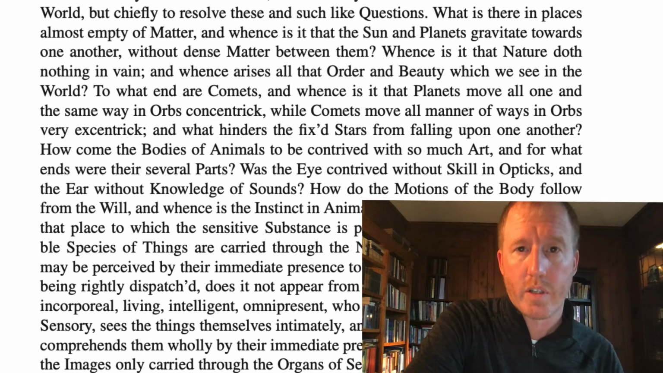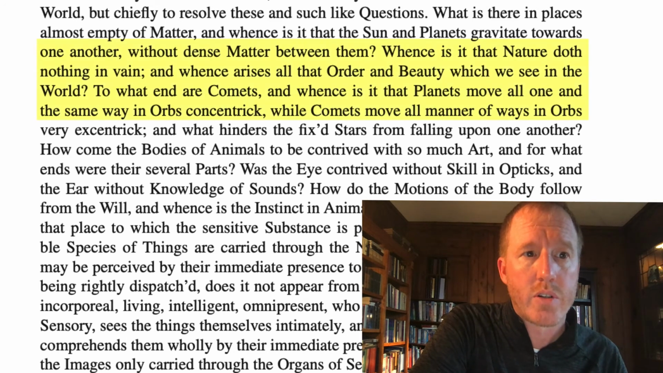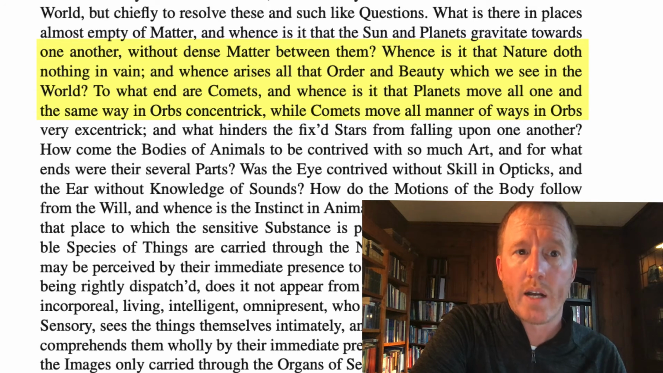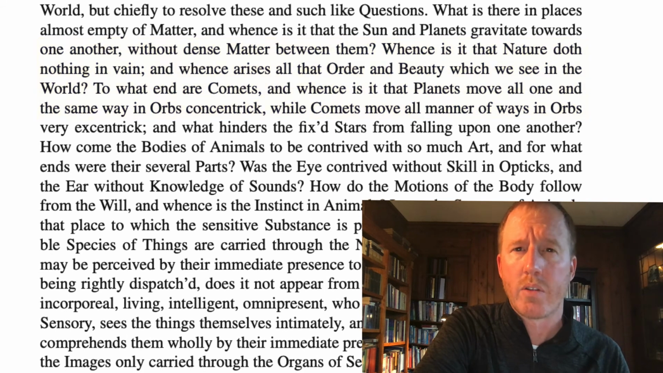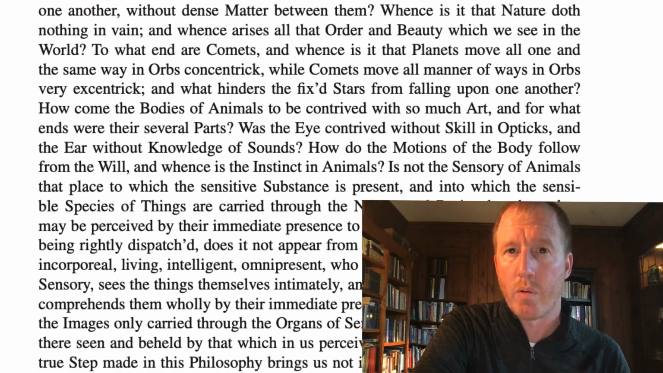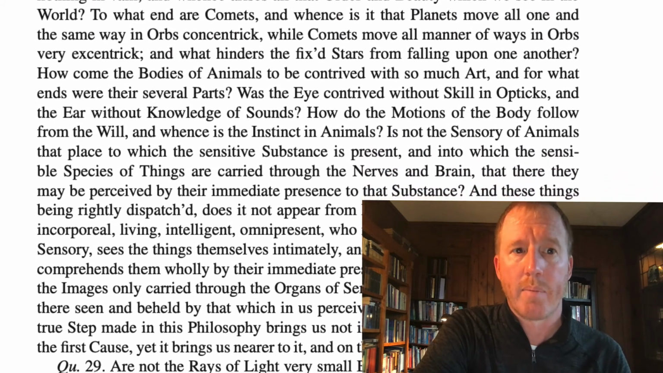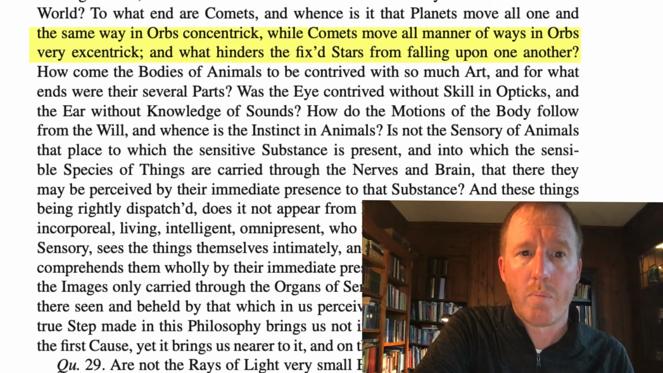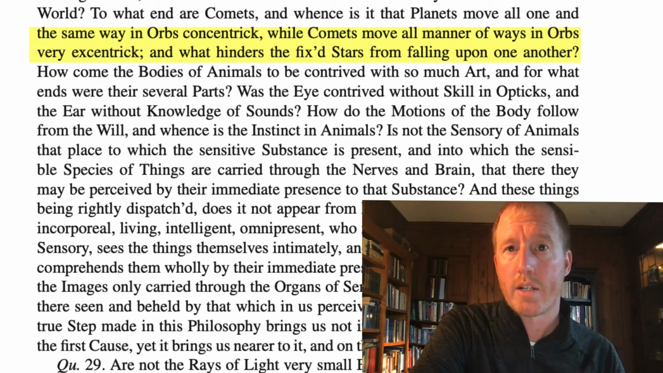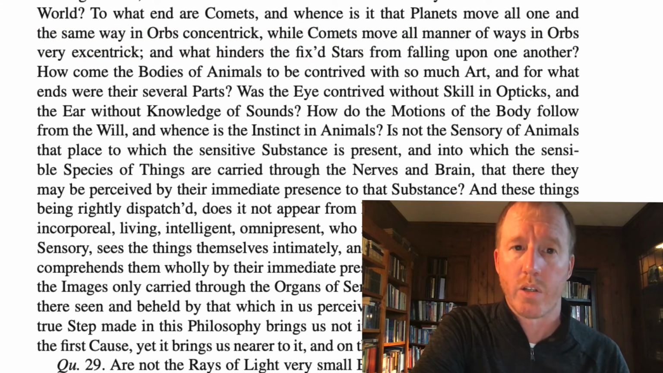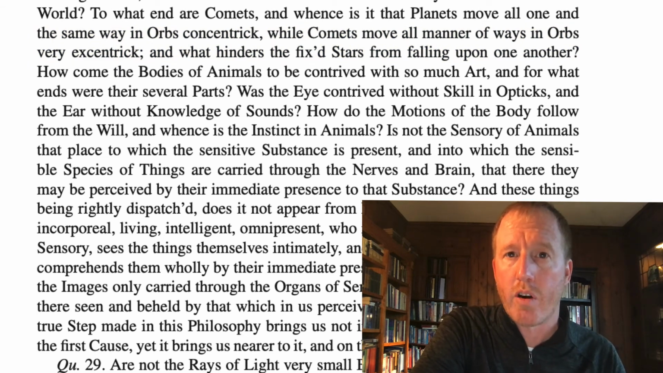So he asks some interesting rhetorical questions. He says, whence is it that nature doeth nothing in vain? And whence arises all that order and beauty which we see in the world? To what end are comets? And whence is it that planets move all one in the same way, in orbs concentric? So why is it that all the planets happen to be orbiting the sun in the same direction? It seems too unlikely to have been happening by chance. And he says, while comets move all manner of ways in orbs very eccentric. And what hinders the fixed stars from falling upon one another? So why is it that if all the stars are attracting one another via gravity, as Newton had explained in his Principia, why didn't they fall in on each other by now?